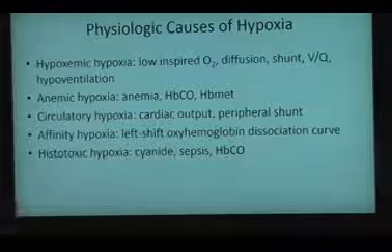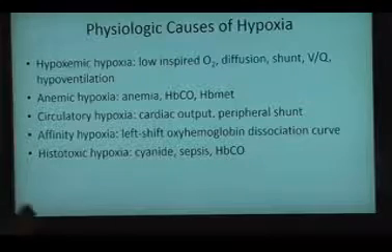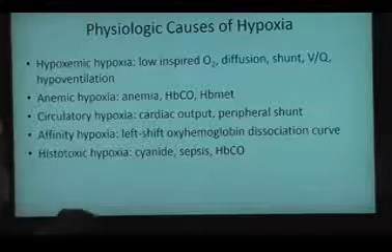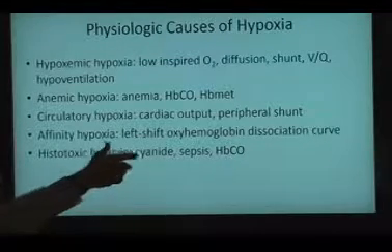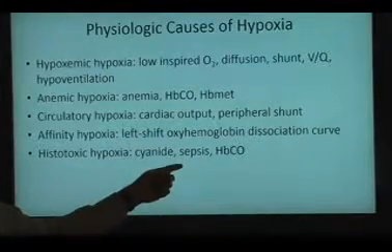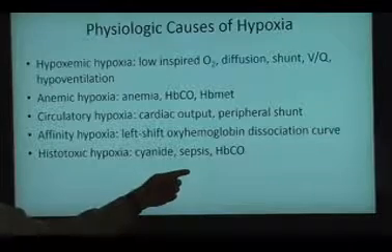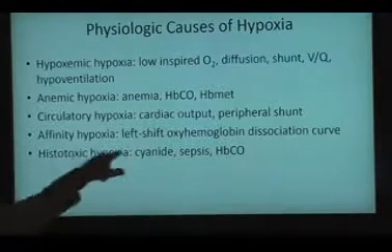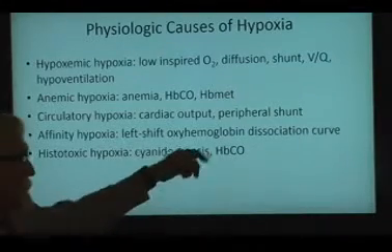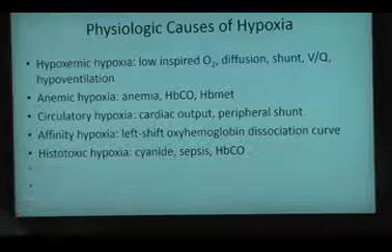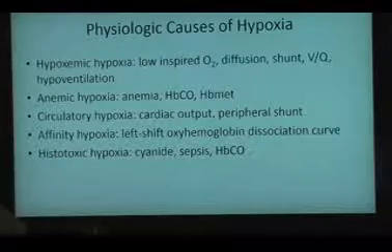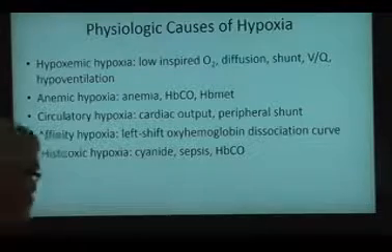And then there's histotoxic hypoxia, where there is a problem within the cell, typically within the mitochondria, and that can be the result of things such as cyanide poisoning or sepsis. As I will mention in a few minutes, with sepsis there is histotoxic hypoxia, so the cells don't use oxygen. That results in hypoxia. And carboxyhemoglobin causes issues with utilization of oxygen in the cell, as well as with oxygen transport.